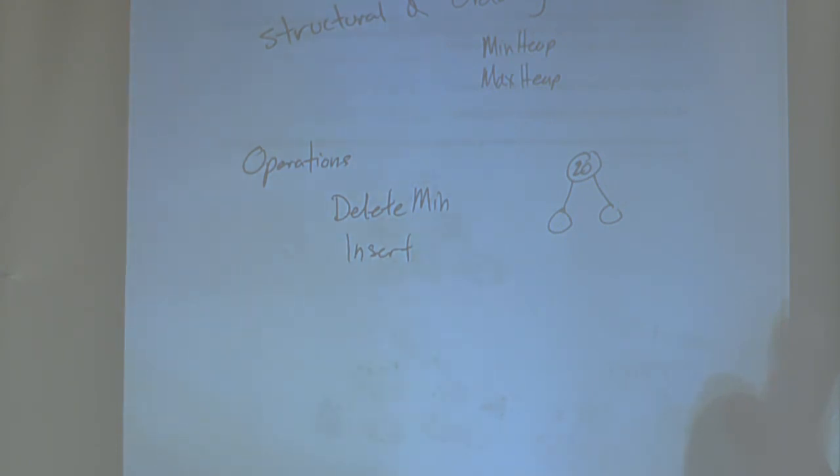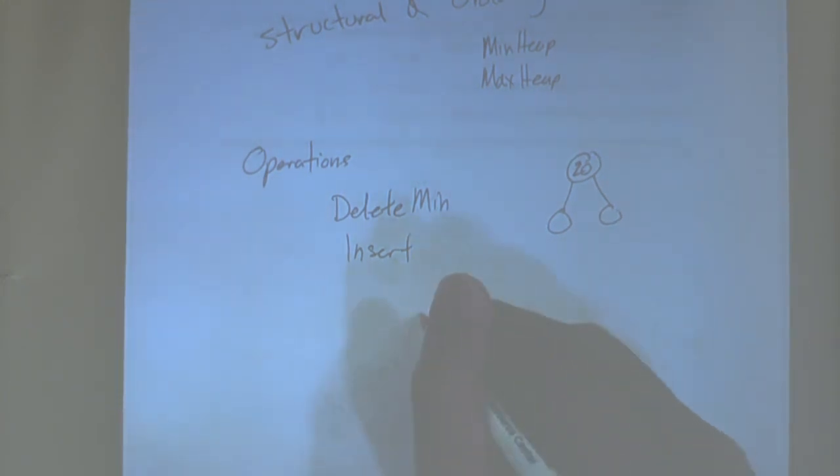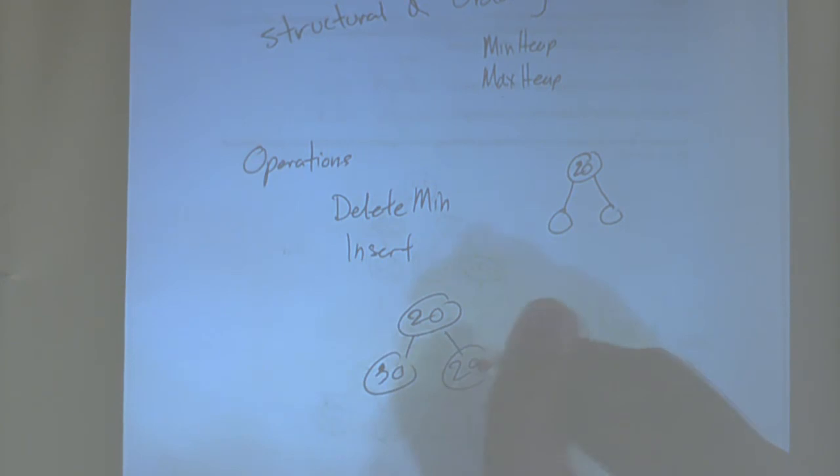Okay, so I did an insertion for a min heap. Let's try doing deletion for a min heap. Okay, so as an example of a min heap, I'll just make one. Let's say this is going to be 30, 29.